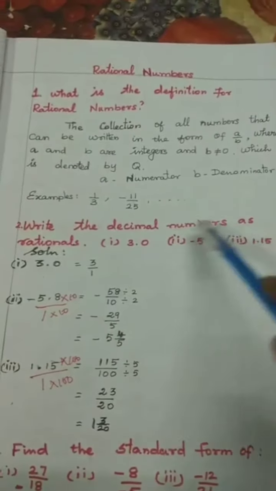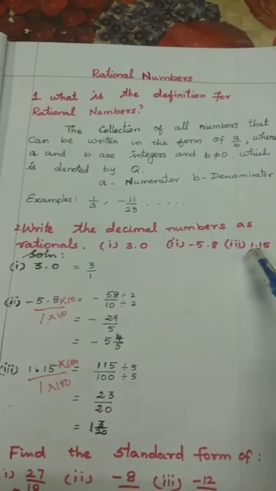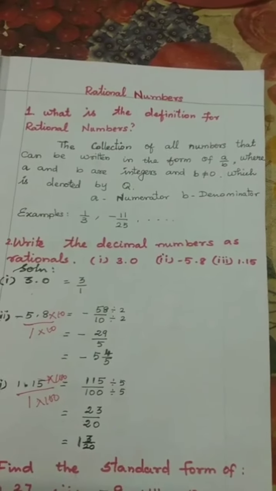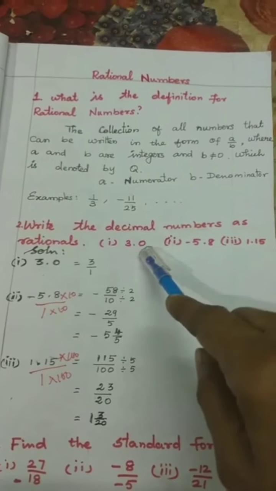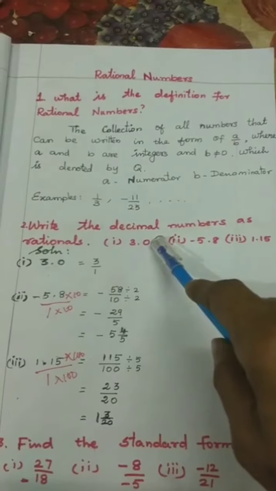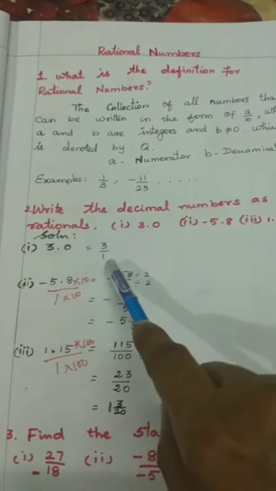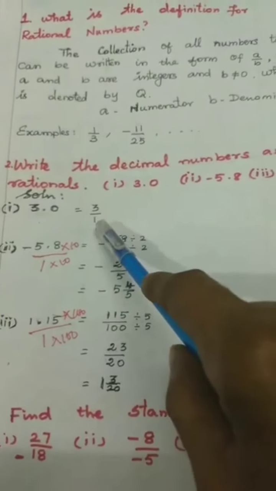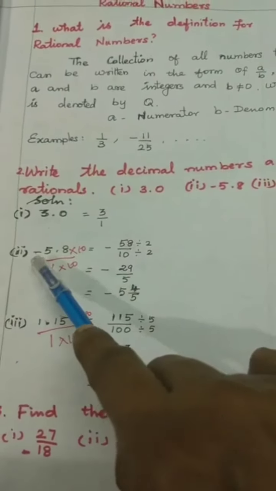Okay. Write the decimal numbers as rational numbers. Here they are given 3 decimal numbers. You have to change the decimal numbers to rational numbers. 3.0. Here, no value after decimal, it comes as 0. So we can write this as 3 by 1. This is the rational form of 3.0. And minus 5.8.